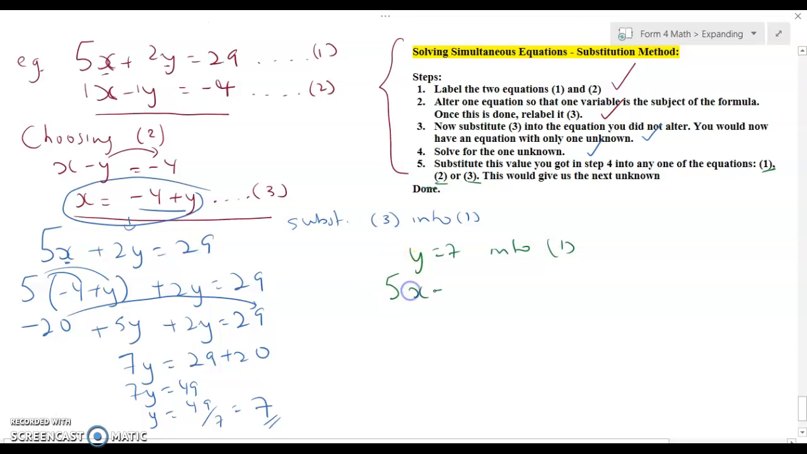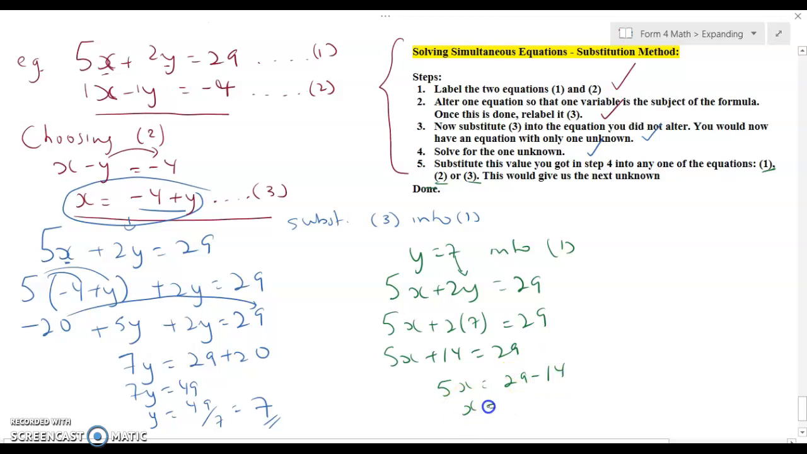So I have 5x plus 2y is 29. I'm going to put y here. So 5x plus 2 by 7 is equal to 29. 5x plus 14 is 29. 5x is equal to 29 minus 14. So 5x, 29 minus 14 is 15. So x would be 15 on 5, 3. So my answers, everyone, would be x is 3 and y is 7.